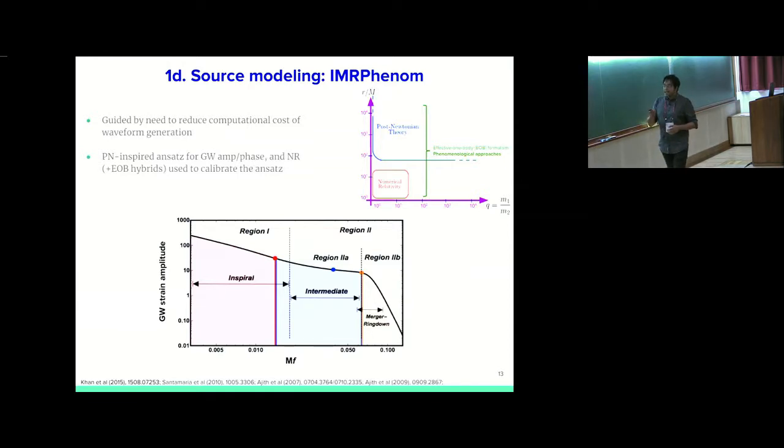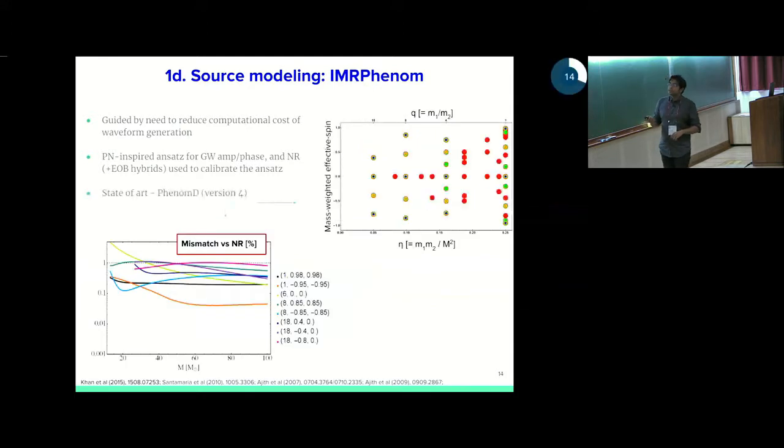And by calibration against numerical simulations, this model is able to capture most of the physics of the problem in terms of the observable signatures, right? So again, state of the art, this line of thought is the PhenomD model, which is the 4th version. And again, it has similar accuracy as the EOB families. So it is accurate most of the time when compared against NR, between 0.1 and 1%.